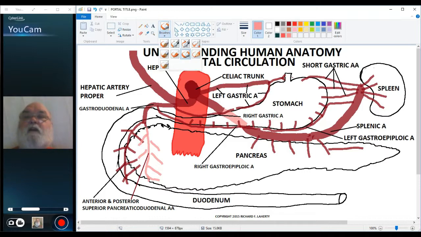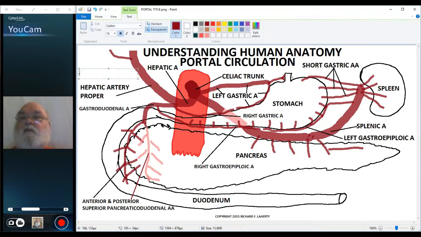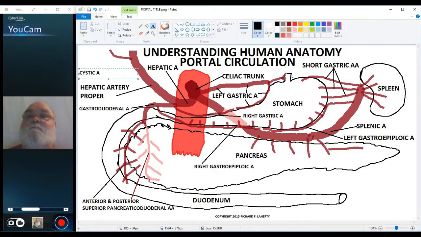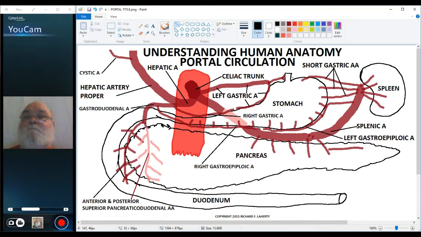There's one more artery that I almost forgot, and that is a branch of the hepatic artery proper here. And this is the artery going to the gallbladder. It is the cystic artery. That concludes our discussion of the celiac trunk.